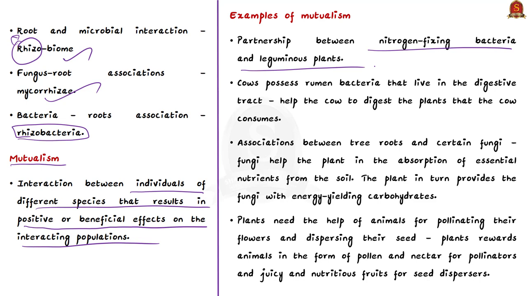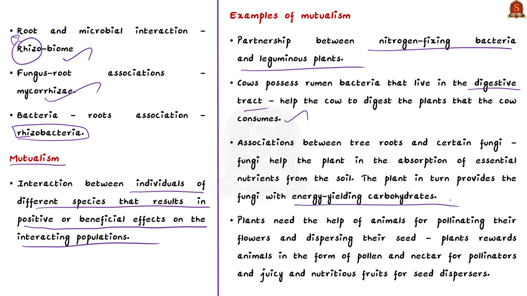Let us see another example. Cow possesses rumen bacteria that live in the digestive tract. They help the cow to digest the plants that the cow consumes. Like we saw earlier, associations between tree roots and certain fungus are often mutualistic in nature. The fungi help the plant in the absorption of essential nutrients from the root, and the plant in turn provides the fungi with energy yielding carbohydrates.